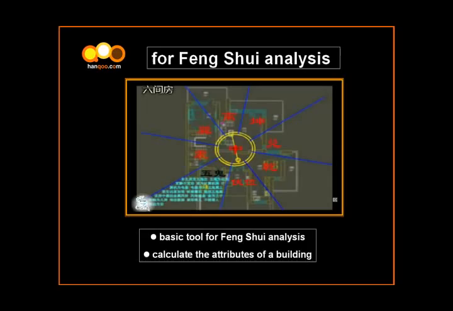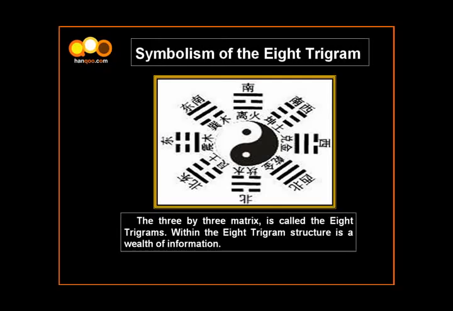Additionally, the trigrams hold the keys to understanding the who or what is affected by feng shui of a building. Even beyond that, certain personalities can be found in the trigrams relating to both people and their buildings. The 3x3 matrix is so-called 8 trigrams. Within the 8 trigram structure is a wealth of information.